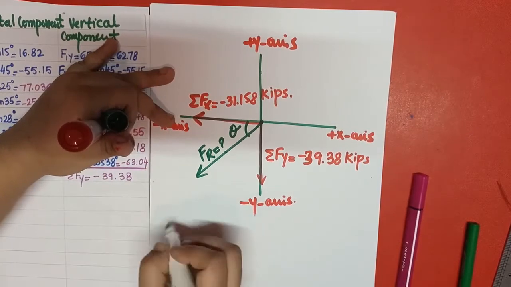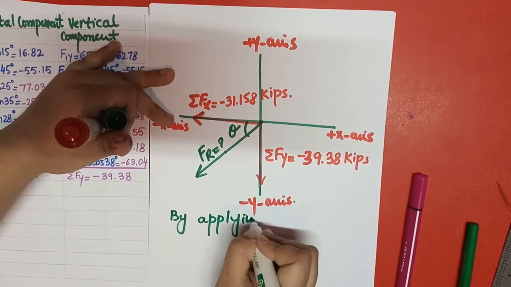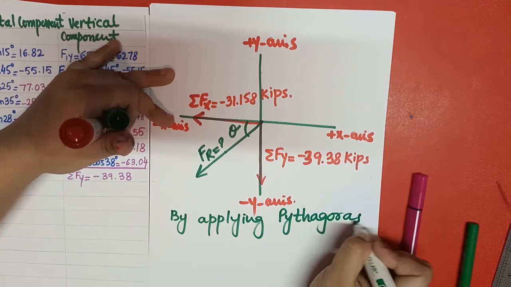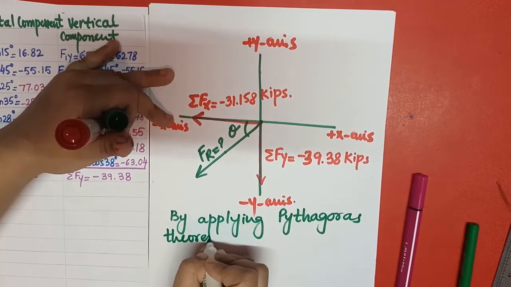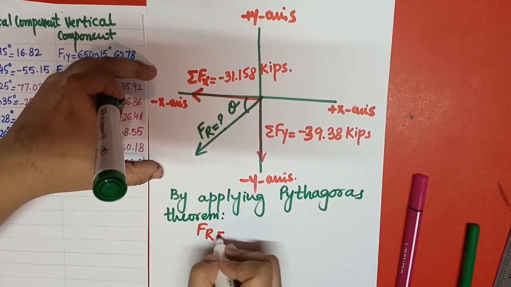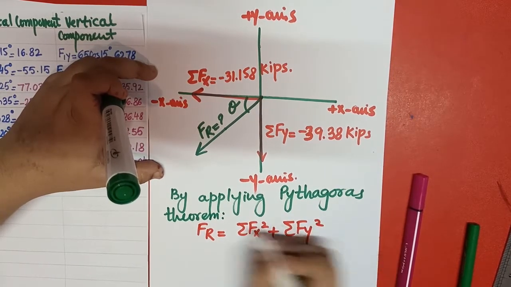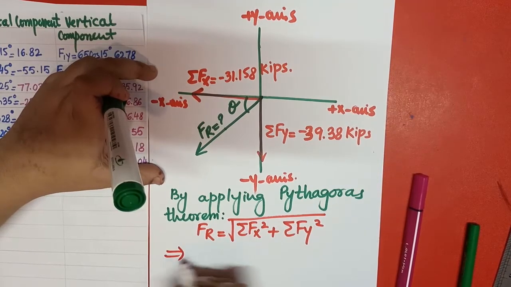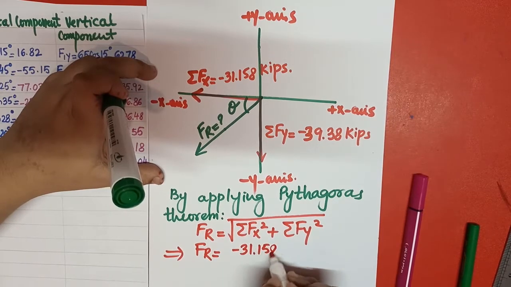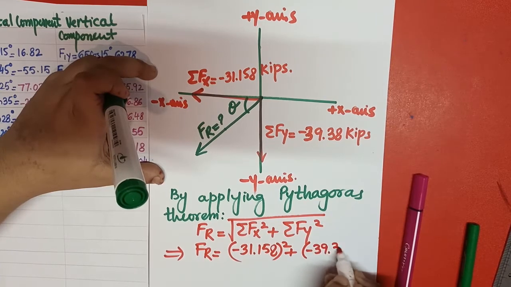So what you have to do next, by applying the Pythagoras theorem. What you have to do next? Fr is equal to the square root of summation of fx squared plus summation of fy squared. So Fr is equal to the square root of minus 31.158 whole squared and then minus 39.38 squared.